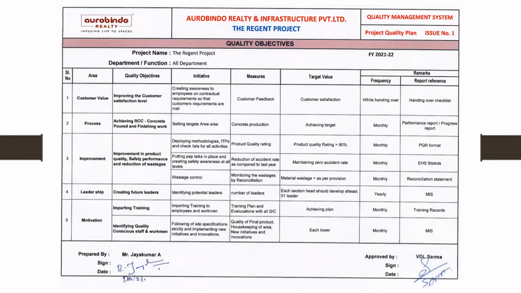This is the example for the quality objective of the Regent project for the year 2021-22. The areas to cover are customer value, process improvement, leadership and motivation. Each area has quality objectives, and each quality objective has its own target values. Those target values will be fixed and monitored periodically to see whether we are on track or not. If we lag, we need a catch-up plan to achieve the objectives.